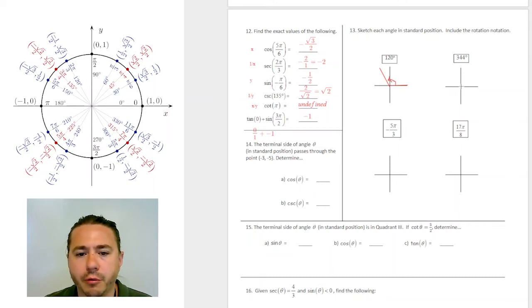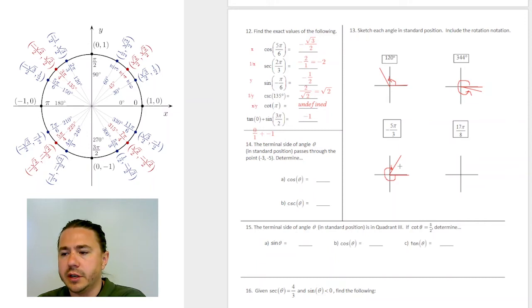344 is going to be in quadrant 4. Somewhere over here, right? Because 330, it's almost actually 360. So my arrow is going to go all the way around, point to it like that. Negative 5 pi over 3 is going to be coterminal to pi over 3. So just point to pi over 3, rotate clockwise.